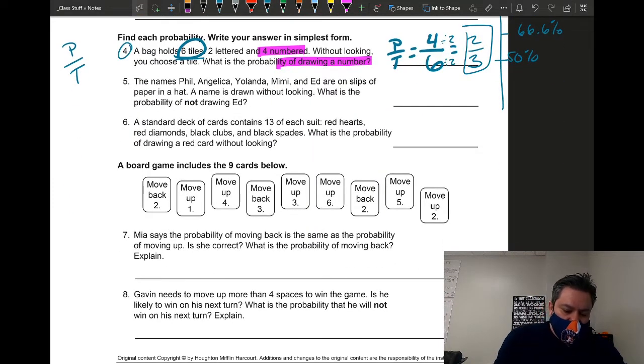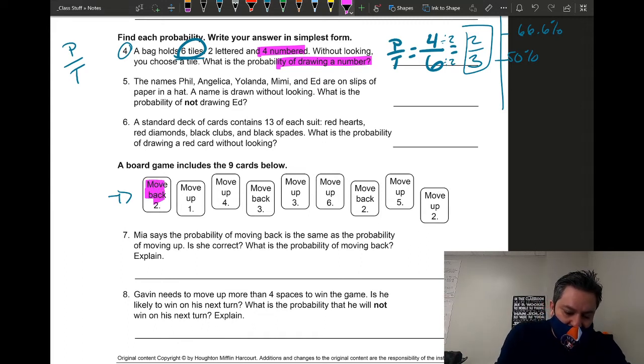We're going to use these cards to answer 7 and 8. Number 7, Mia says that the probability of moving back is the same as the probability of moving up. Is that correct? Based on what Mia says, I can assume, without looking at the cards, that there's going to be the same amount of cards that say moving back as cards that say moving up. Let's go ahead and see if that is true.